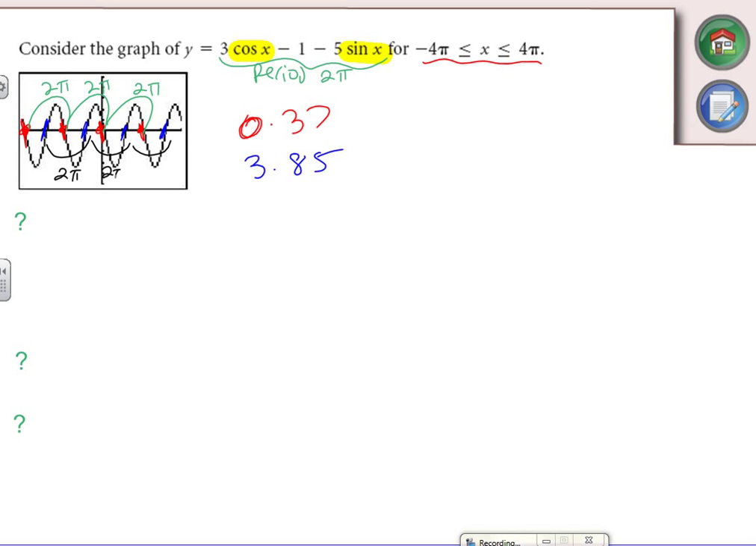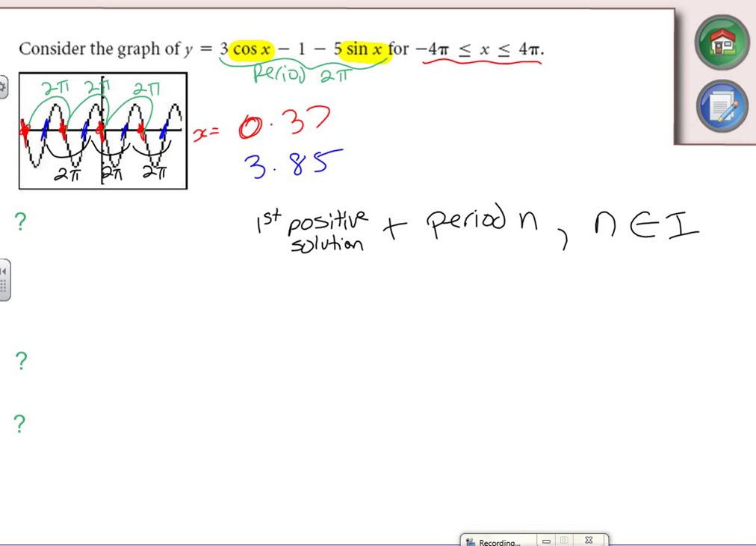So our general solution is going to be that x equals the first positive, 0.37, so first positive solution, plus any multiple of the period. So whatever the period is, slap your n in there, any multiple of the period. Now you got to define your n, n-e-i. This book will always show it as a k and a z. I'm going to use n-e-i because that's what they use on the diploma.